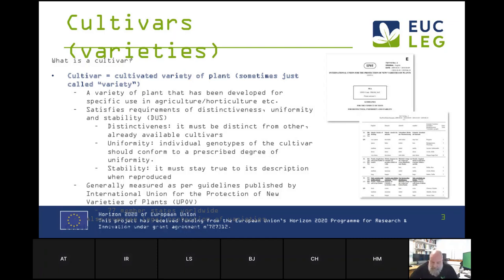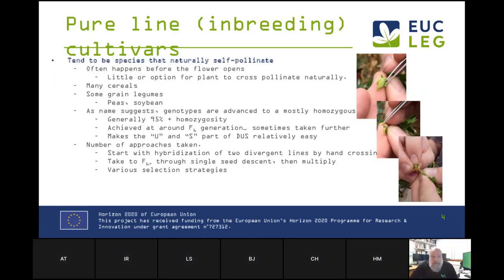So you get pure line cultivars, which I'm going to talk about, open pollinated cultivars, which I'll talk about tomorrow, and various other types, including hybrid cultivars and clonal cultivars, which I'm not going to cover. So pure line inbreeding cultivars tend to be species that naturally self-pollinate, including many cereals, wheat and barley, for example, and most grain legumes. They tend to pollinate before the flower opens, so there's no availability for interpollination with other plants. We call them pure line cultivars because they're mostly developed as highly homozygous populations, with levels of homozygosity of 95% or more.